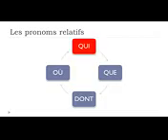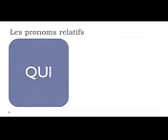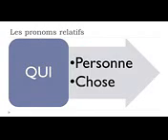Okay, so pronouns, as usual, are these little words that you use to avoid repetition if something was already said, or if you want to, in one sentence, combine two different sentences. So the first one, qui, normally we use it because it's the subject. It can be for a person or a thing, pour une personne ou une chose. And the first examples that we'll see will be for une personne.